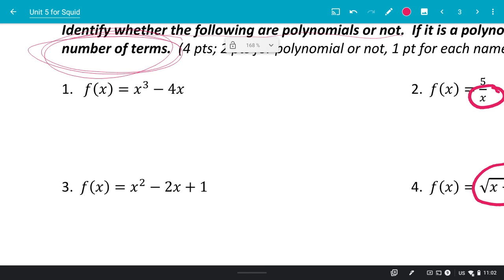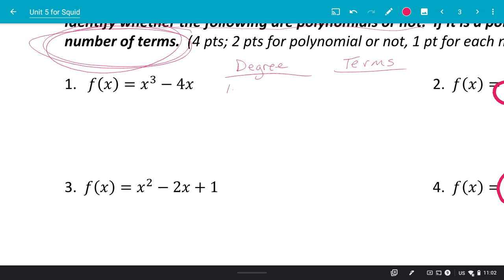But I want to quickly review. Think about the degree as the first name of the polynomial. Like all of you have a first name and a last name. The first name is the degree. The second name is the number of terms. Like you got your first name by whatever your parents decided to name you, and you got your last name from one of your parents, right?